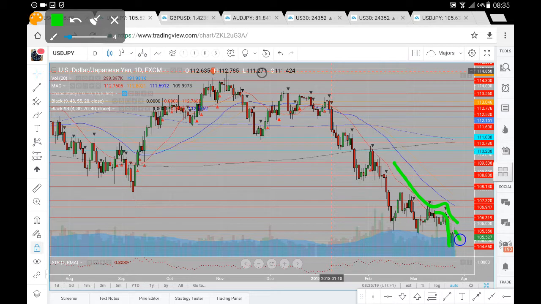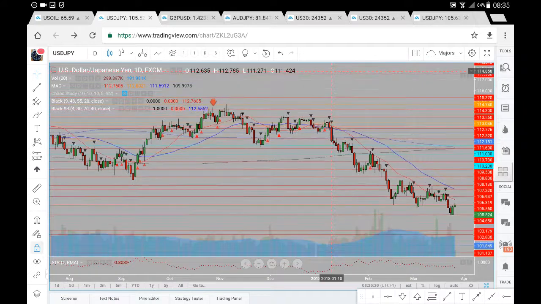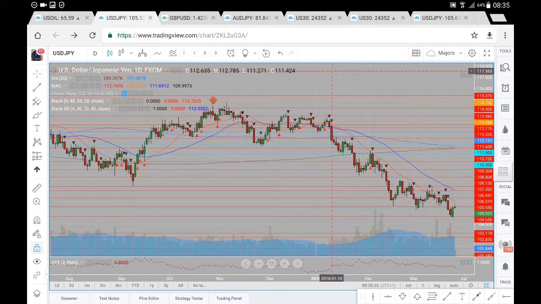So we'll see whether we can have that pullback continuation, break back above and continue to the upside. Or if we're going to continue this trend here to the downside and we break below this 104.65 here and start to head towards that 103.17.